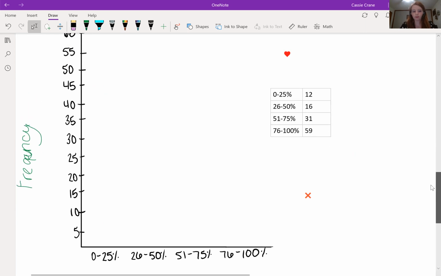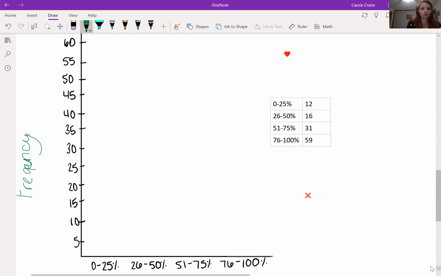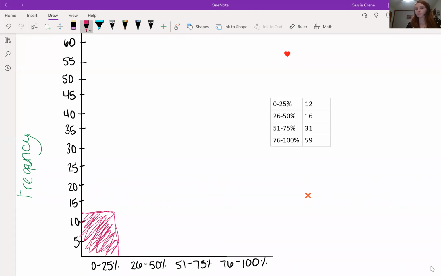So I'm going to create my histogram by putting in some bars here. So if I look at my data table that I brought down here, just so I wouldn't have to go back up and down over and over, I see that for the 0 to 25%, there were 12 students that scored within that range. So I'm going to go up to where 12 would be. So I've got 10 and 15, so it's going to be a little bit under halfway between there. And this would be my first interval bar there for my histogram.